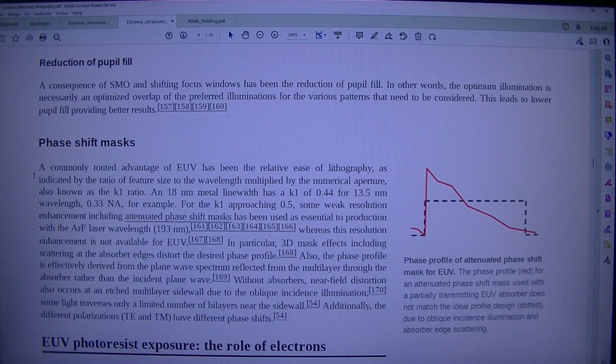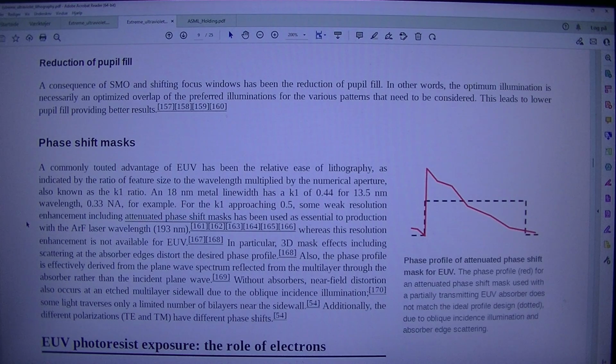A commonly touted advantage of EUV has been the relative ease of lithography, as indicated by the ratio of feature size to the wavelength divided by the numerical aperture, also known as the k1 ratio. An 18 nm metal line width has a k1 of 0.44 at 13.5 nm wavelength and 0.33 NA, for example. For k1 approaching 0.5, some weak resolution enhancement, including attenuated phase shift masks, has been used as essential to production with the ArF laser wavelength of 193 nm.